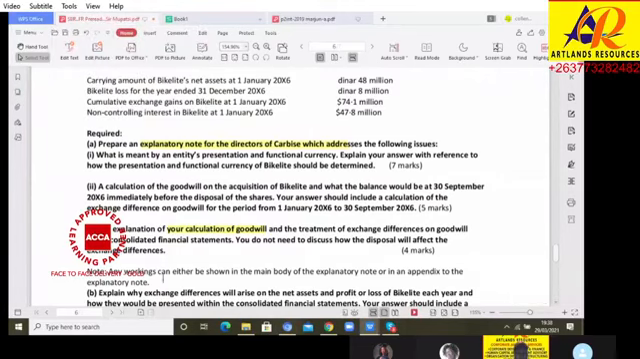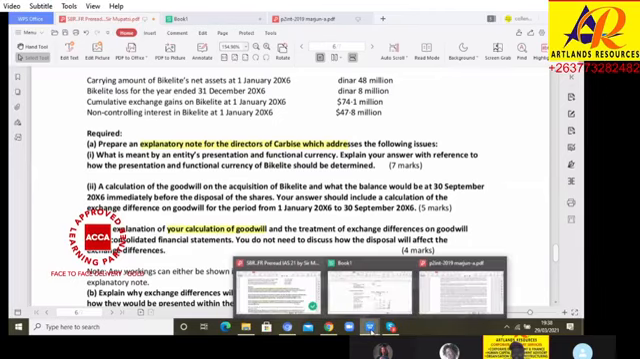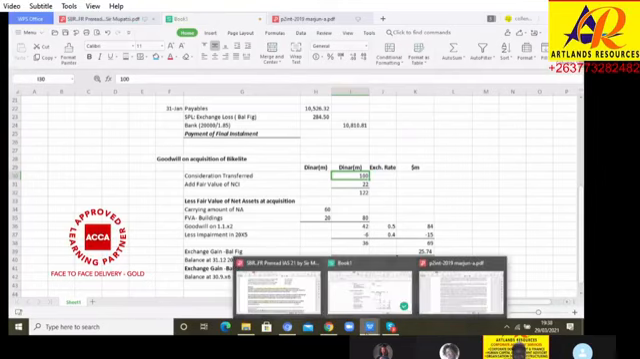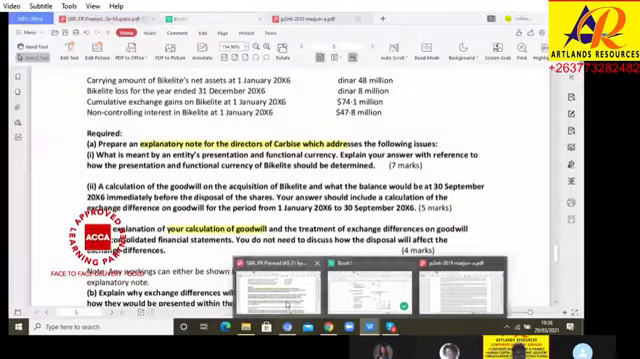Okay, so coming back to this, an explanation of your calculation of goodwill. You noticed it was a matter of just explaining how this goodwill was calculated and how you then treat exchange differences. So I have explained that part. Continuing.